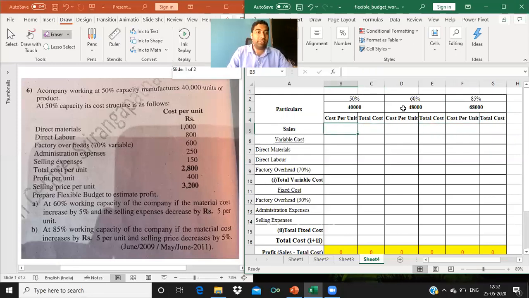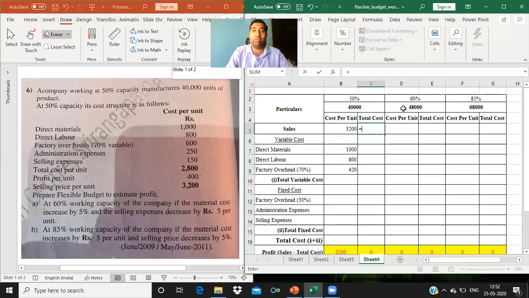Let us fill the information given. So selling price per unit is given as 3,200. Next, direct material is given as 1000 for 50% capacity, direct labor 800, and factory overhead is given as 600 into 70%, that is 0.7. So these are the information we have got.